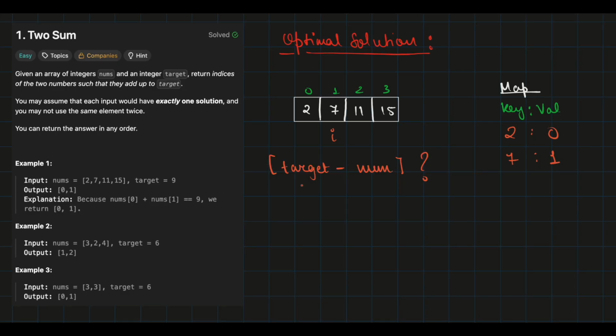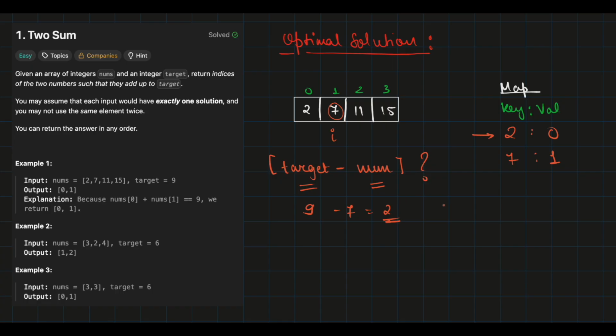Now we need to check if the target minus the value we are at, here in this case 7, so the target 9 minus 7 is equal to 2, exists in the map that we have created. If it does, then we have found our pair and we can return it.